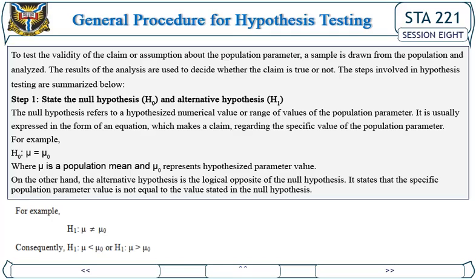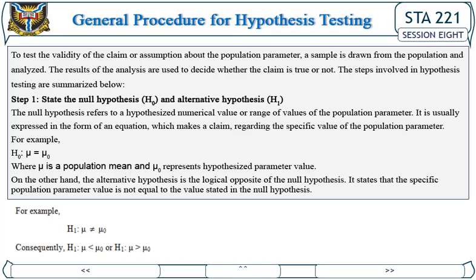The null hypothesis refers to a hypothesized numerical value or range of values of the population parameter. It is usually expressed in the form of an equation which makes a claim regarding the specific value of the population parameter. For example, H0: population mean is equal to mu naught, where mu is a population mean and may not represent hypothesized parameter value.